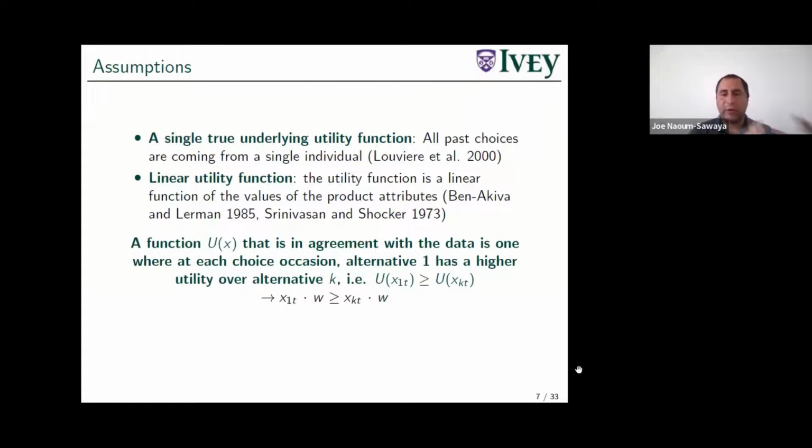As I said, alternative one is always being picked. So in terms of how the model will look, we have this constraint that says the utility of product number one, so the dot product of x1t at choice occasion t multiplied by this utility vector, exceeds the utility of the rest of the products, all the products that you didn't pick. So that's a constraint that we have in the optimization model.